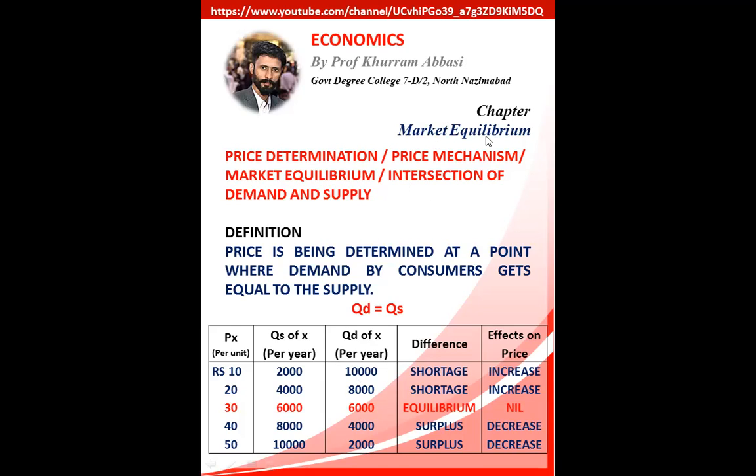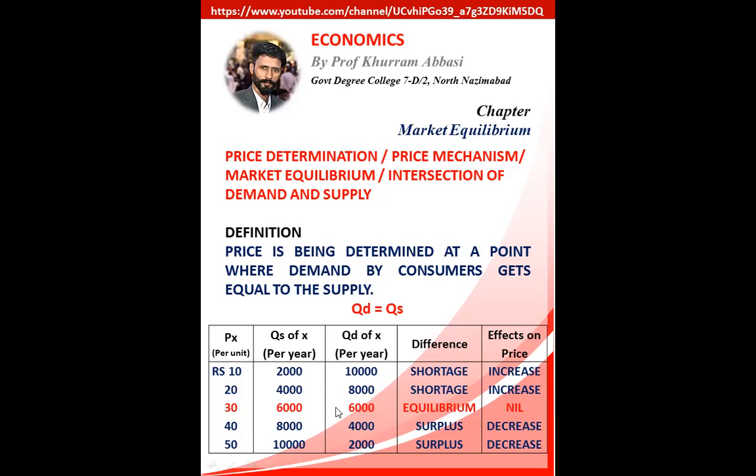Market equilibrium is the point where quantity demanded is equal to quantity supplied. So we can see here supply is 6,000, and here demand is 6,000. It is the level where producer supply and consumer demand are equal. That's why this whole horizontal line is called market equilibrium, where price is 30. This is called the equilibrium price and this is called the equilibrium quantity. This is equilibrium.